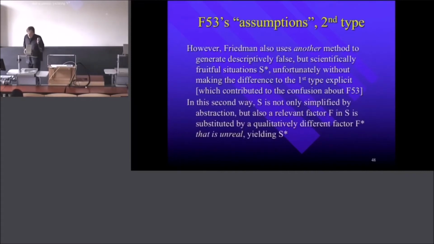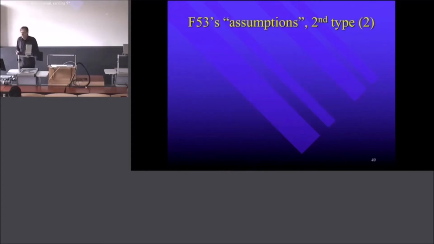Now, in the second way, the situation S, that's the real situation, is not only simplified by abstraction, but also a relevant factor F in S is substituted by a qualitatively different factor F star that is unreal. That is definitively unreal. It doesn't exist in reality. But you substitute something real by something unreal, and therefore you get a situation S star. Examples will follow in a second, right? This is therefore different. It's a substitution by something unreal.